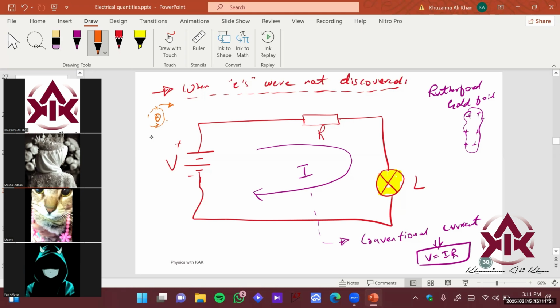So actually, the electrons are moving, right? Like this. So the electrons are moving like this, right?